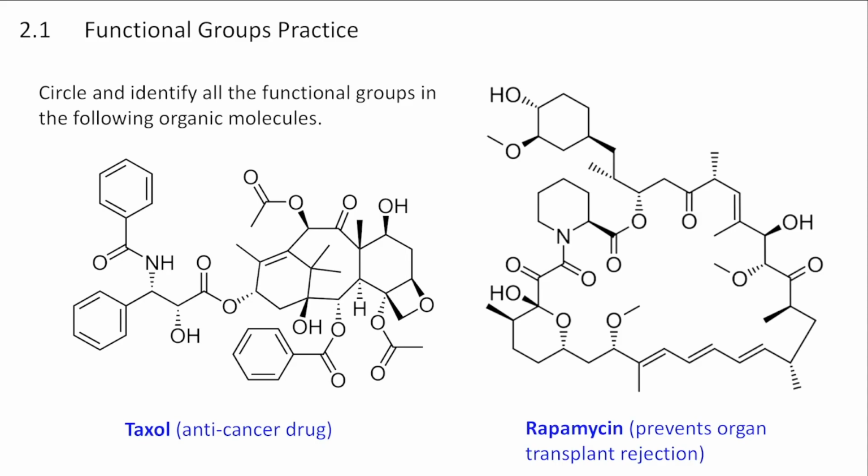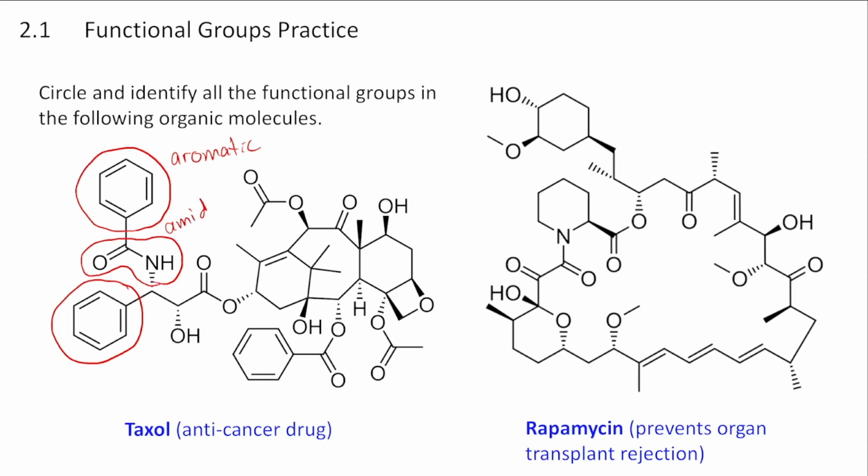So here's some practice before we move off of functional groups. The first molecule on the left is an anti-cancer drug that's derived from the Pacific yew tree called Taxol. And what we're asked to do in this case is identify as many different functional groups as we can and circle them. Well, to begin with, we have aromatic rings here and here on the molecule, which we can label aromatic. Next, you can see there's a carbonyl group with a nitrogen attached, which is an amide.